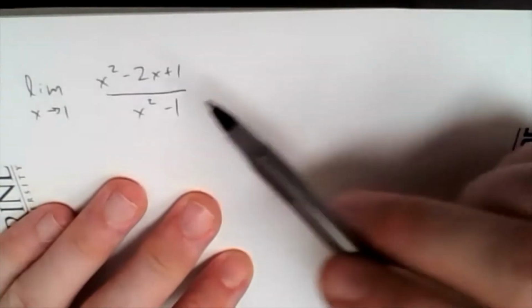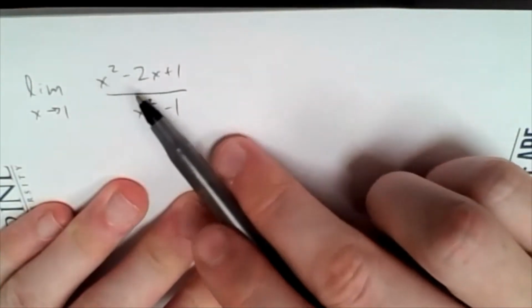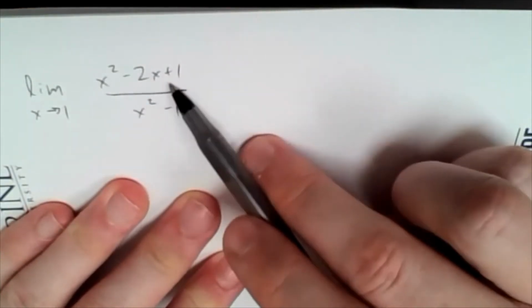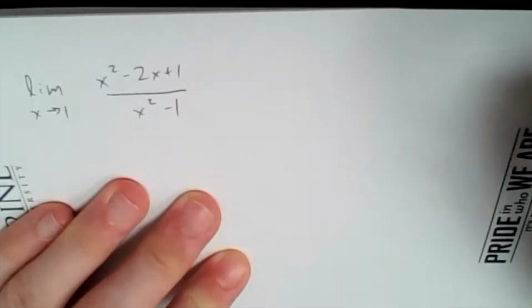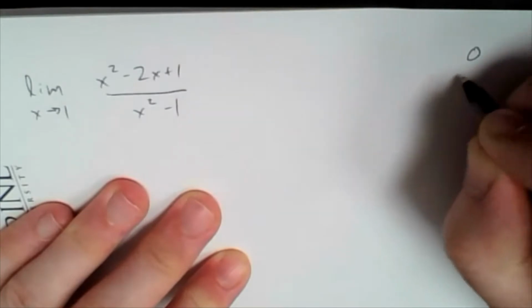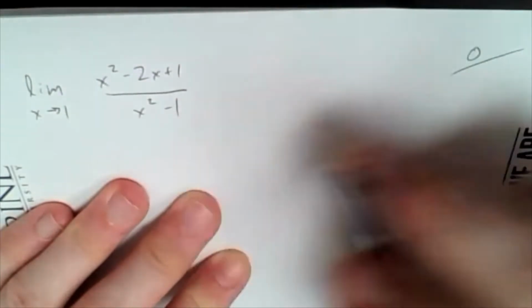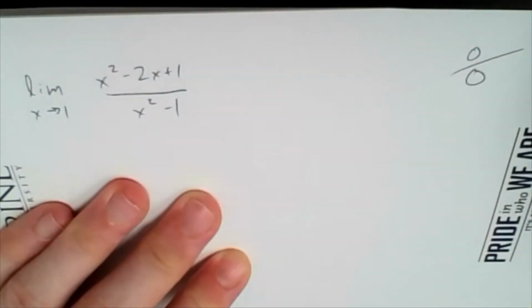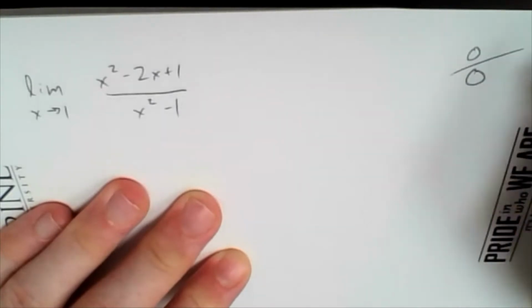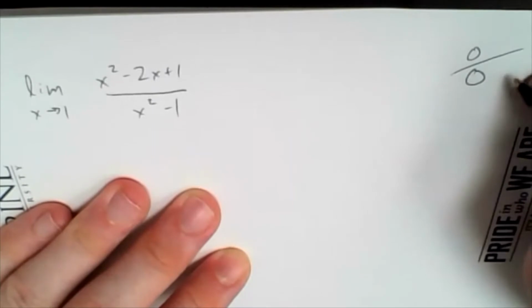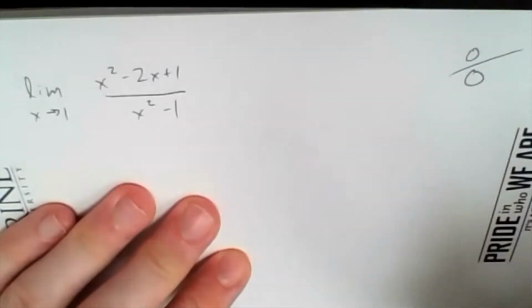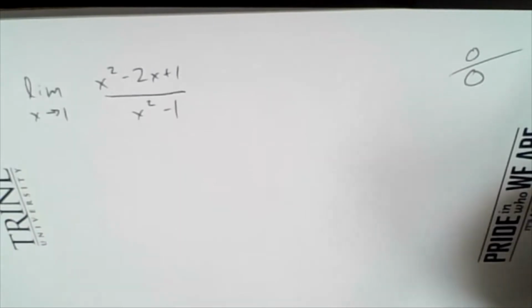So in the numerator, I have 1 squared minus 2 times 1 plus 1. So 1 minus 2 plus 1, that'll be 0. In the denominator, I have 1 squared minus 1, which is also 0. Now this is one of our indeterminate forms, so evaluating at x equals 1 is not enough. We've got to do a little bit more work.